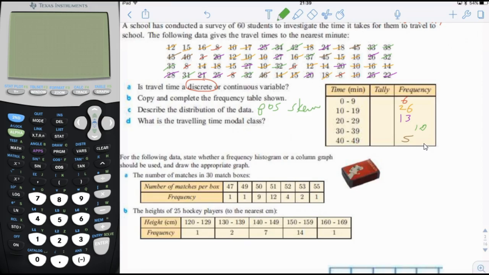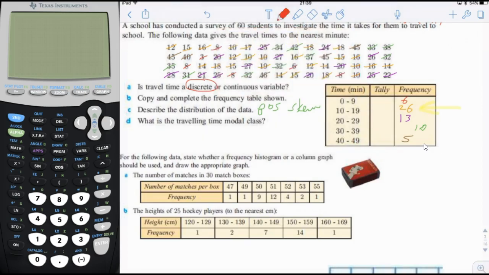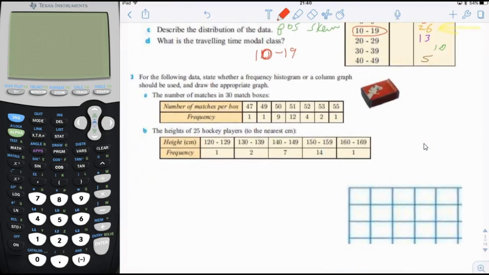And then what is the traveling time modal class? That's really easy to identify because the modal class is the highest peak. So that would be 26, right? Or not, I'm sorry, it's not 26. A lot of people make that mistake on the test, by the way. You should put the name of the class, which is 10 to 19. Okay, last one.